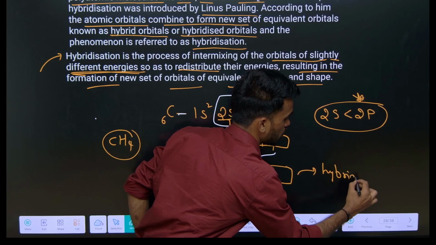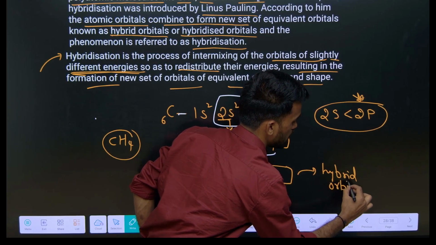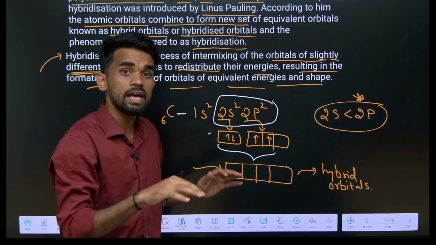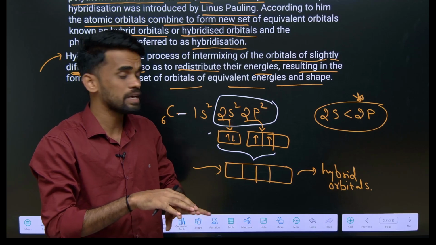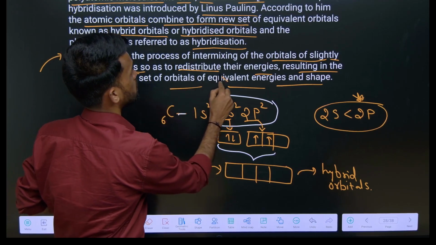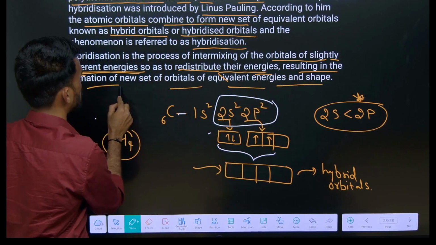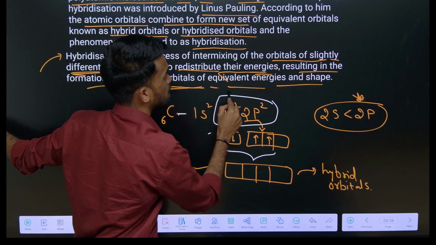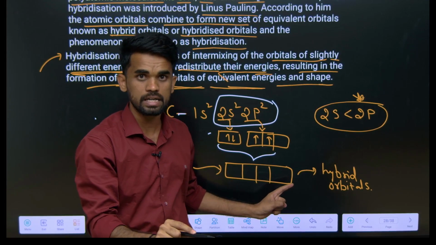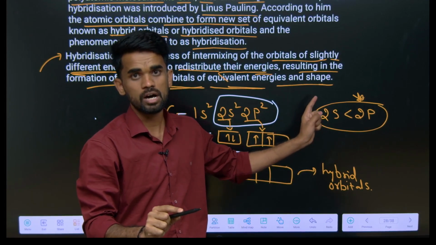What is this called? Hybrid orbitals. So these hybrid orbitals have equal energies. What I am saying, they will be having equal energies now. So the energies are redistributed, resulting in the formation of a new set of orbitals with equivalent energies and shape. All these 4 orbitals will be having equal energies and similar shape or same shape.